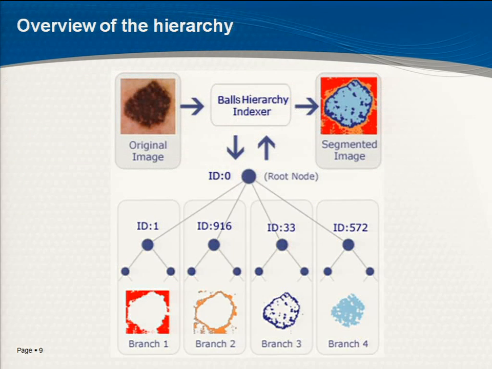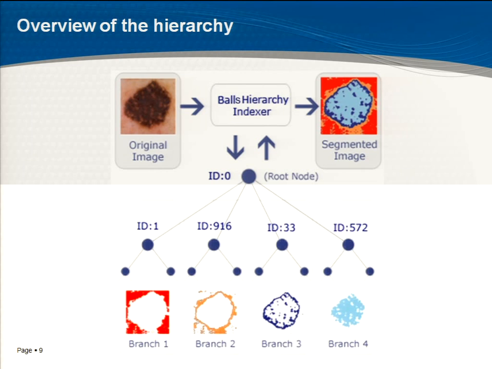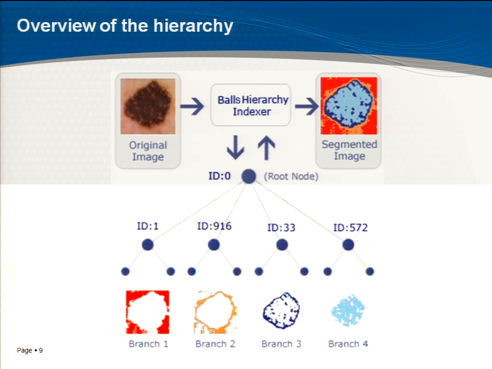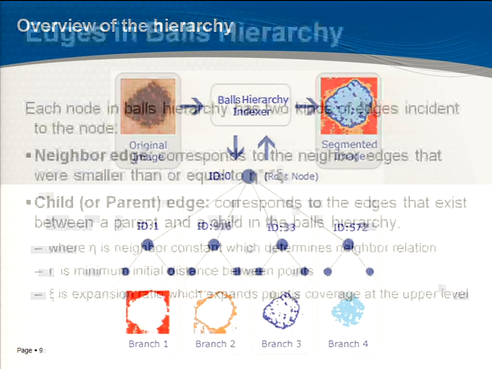So overall scheme is listed here. What we have: original image, we create our hierarchy. We called it Ball's hierarchy. And as you can see, each branch of the hierarchy is corresponding to one segment. So it was interesting to find out that after the root, each branch is corresponding to one of the segments. And border is represented in here. So the smallest branch is generally border.